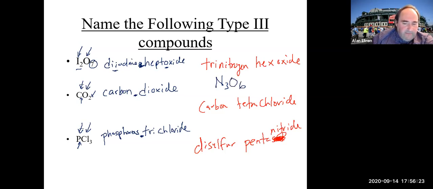Carbon, no prefix, but tetra on this one. Carbon is a nonmetal, chlorine is a nonmetal. With no prefix on the first one, we know there's just 1, and that would be just C. Tetra is 4, so Cl4, CCl4. And lastly here, disulfur pentanitride. So di is 2, penta is 5, and nitride is nitrogen. And we get something like S2N5.